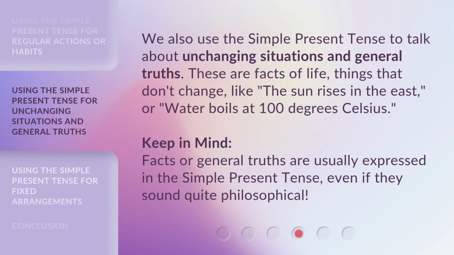We also use the simple present tense to talk about unchanging situations and general truths. These are facts of life, things that don't change, like, the sun rises in the east, or, water boils at 100 degrees Celsius. Keep in mind, facts or general truths are usually expressed in the simple present tense, even if they sound quite philosophical.